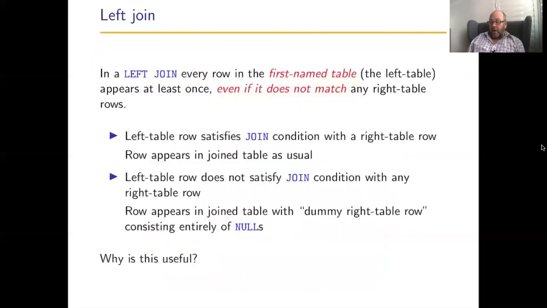Okay, so what is the rule then? In a left join, every row in the first named table, which I'm going to call the left table, every row in the left table appears at least once, even if it doesn't match any of the right table rows.